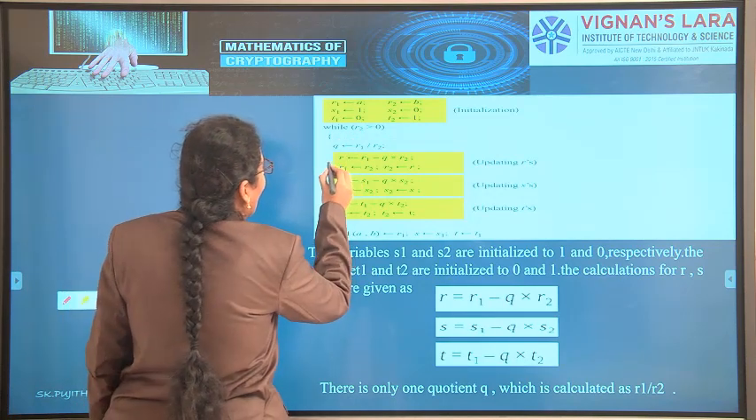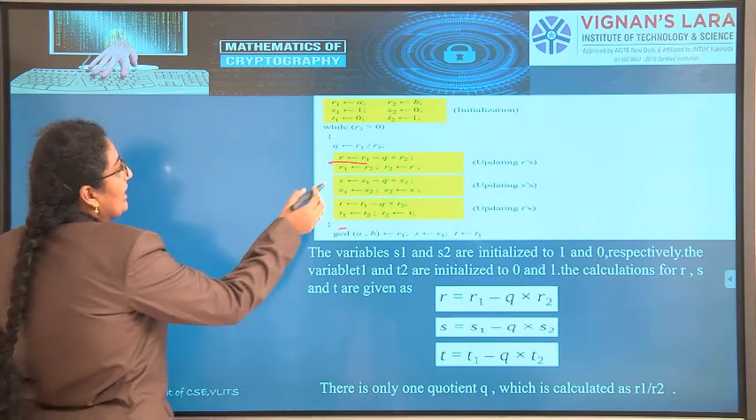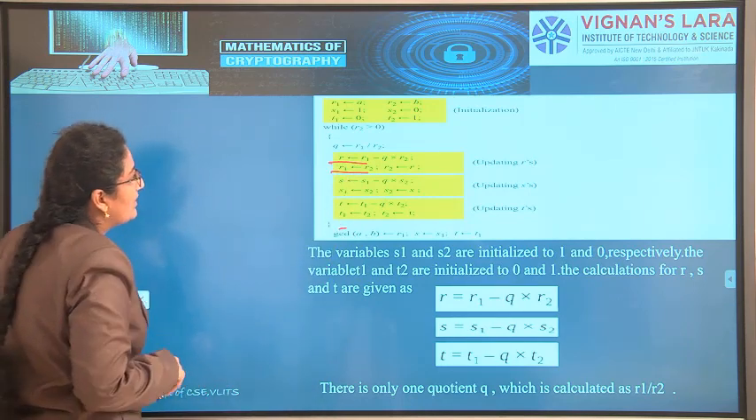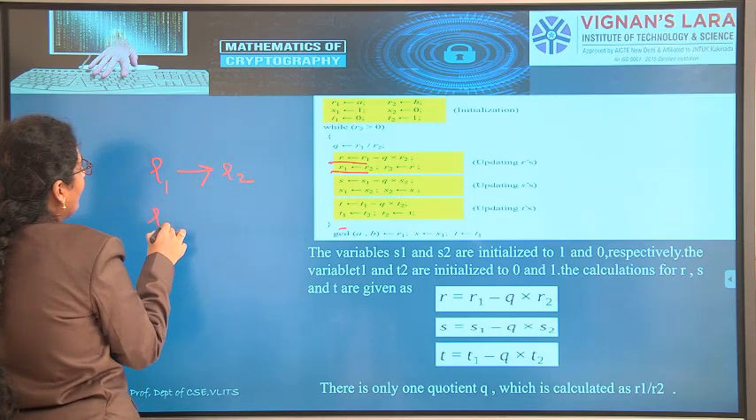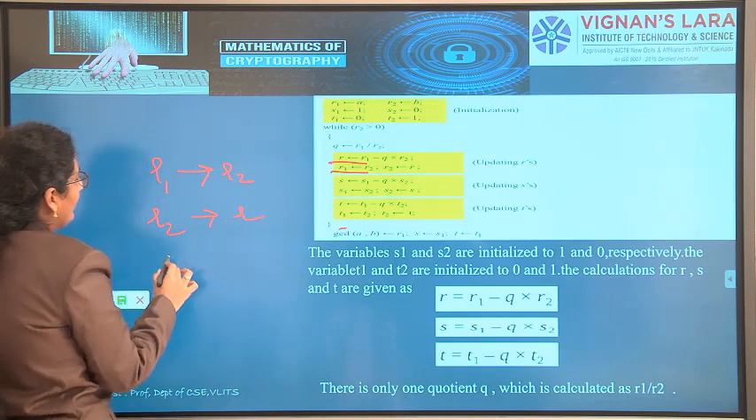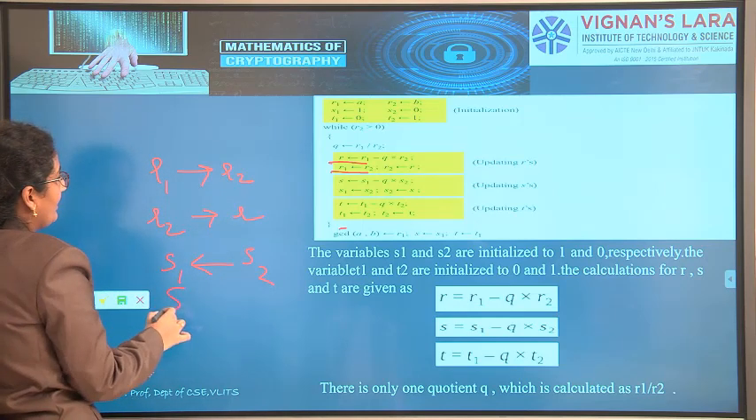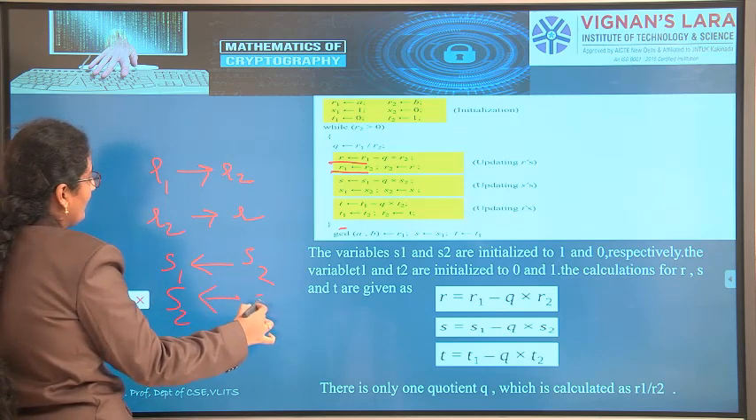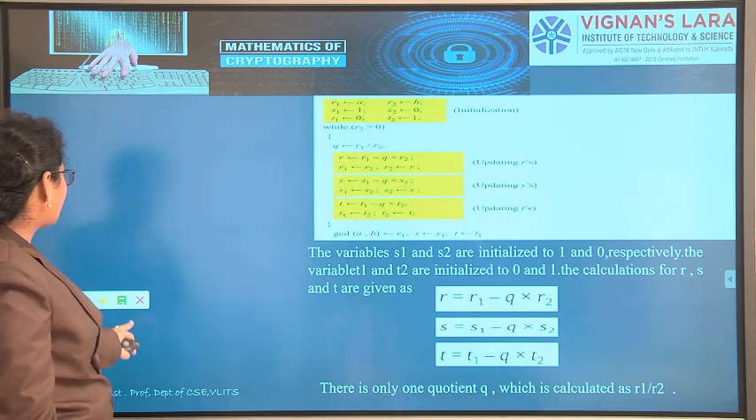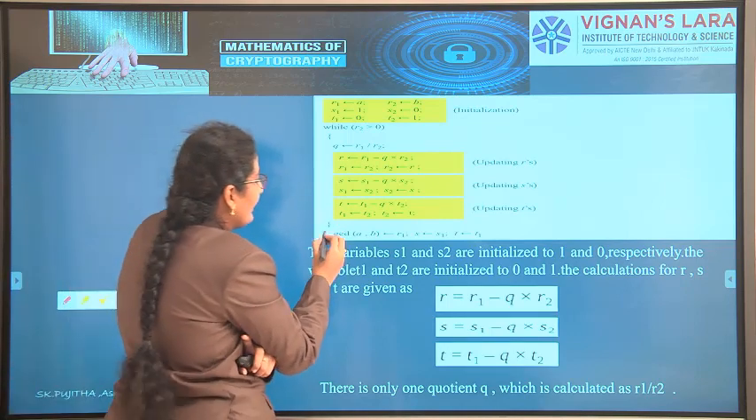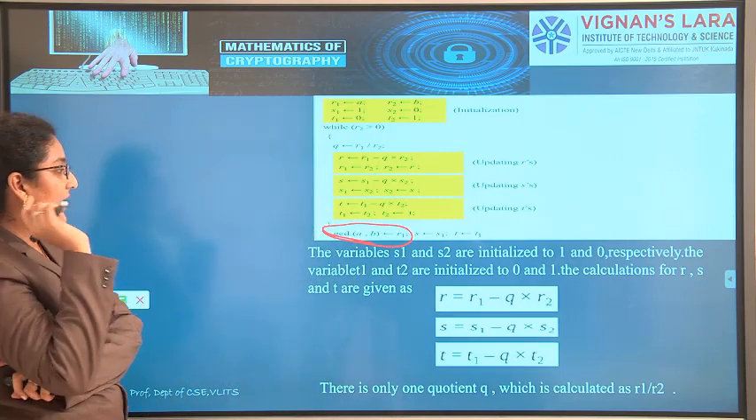So R tends to R1 minus Q into R2. R1 tends to R2. See, R1 value is given to R2, R2 value is given to R. Same with S: the S1 value, S2 value are given to S1, and the S value is given to S2. This is the same. So the GCD will be R1. Finally GCD is R1 only.